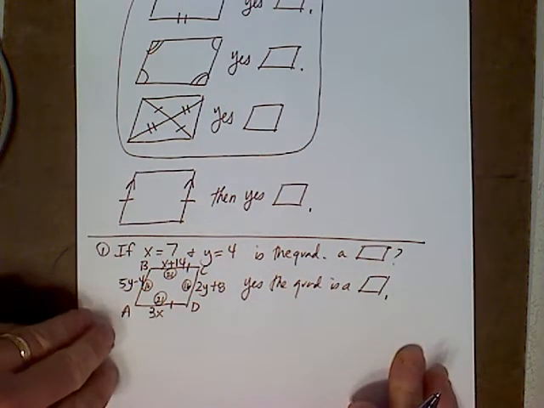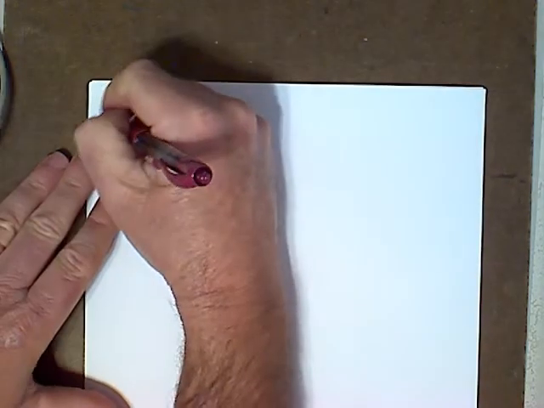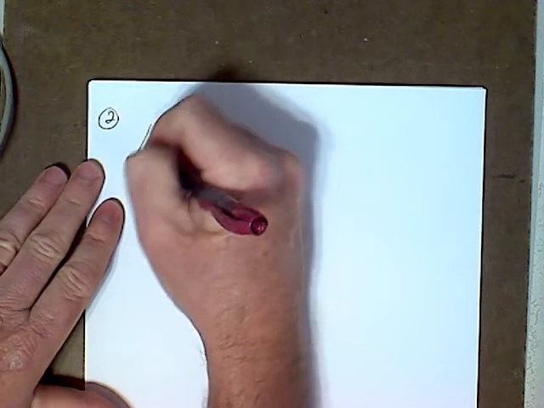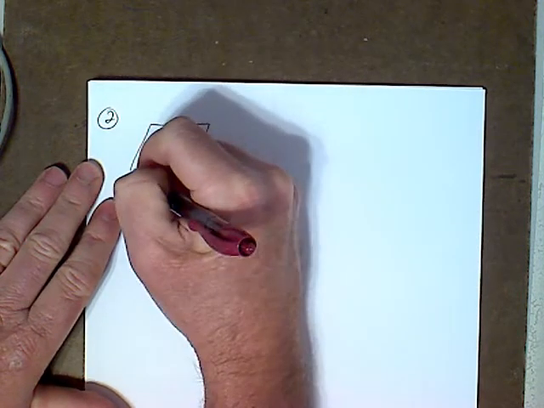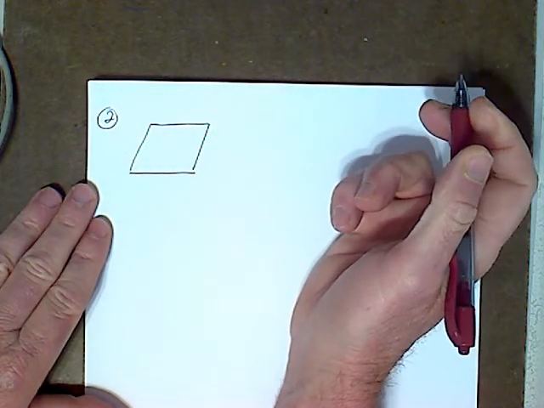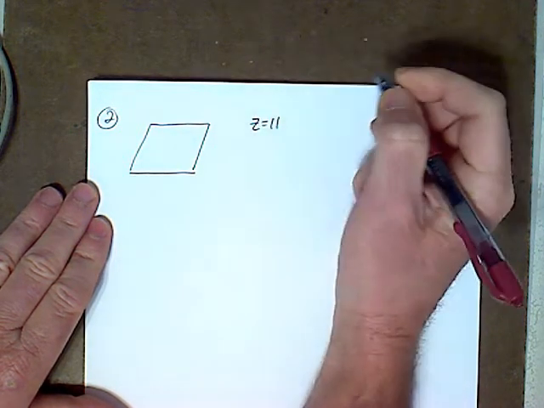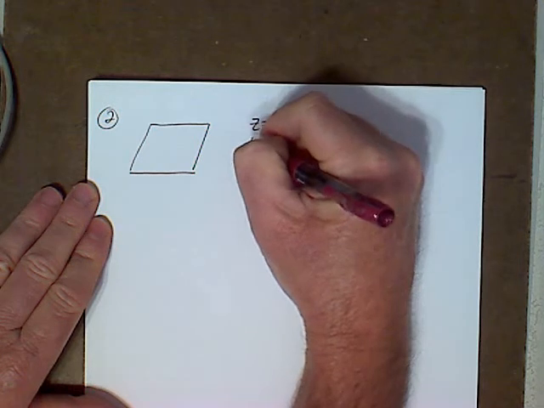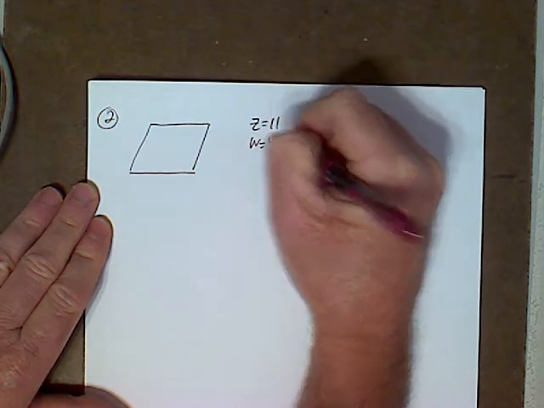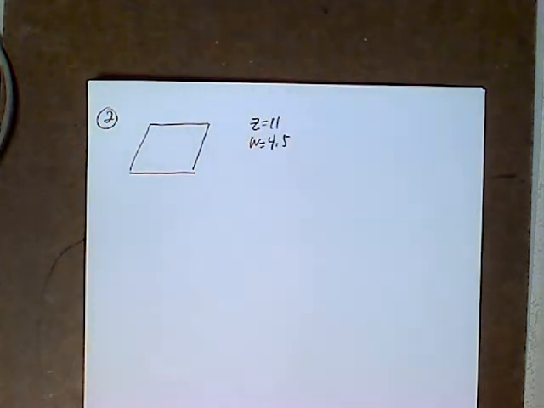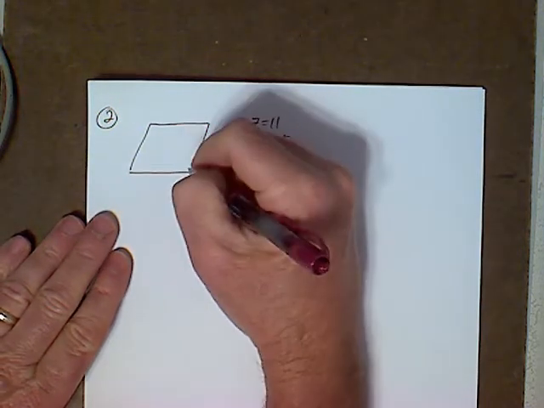All right, let's try another example. Okay, so question 2, again, same shape. Quadrilateral, looks like it's a parallelogram. We don't know if it is. I'm going to tell you in this one that Z equals 11 and W equals 4.5. May want to push pause there and go grab a calculator.